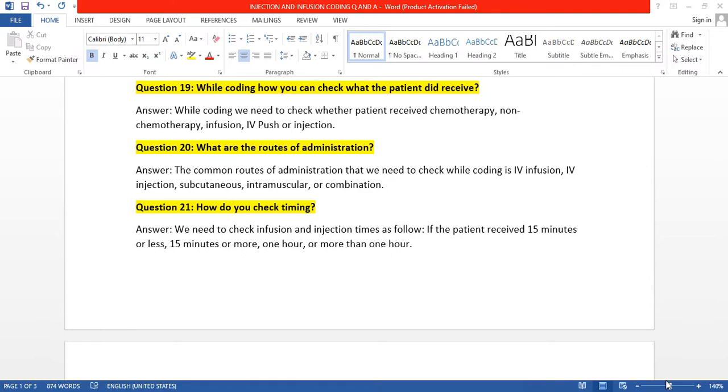Question 19. While coding, how can you check what the patient did receive? Answer. While coding, we need to check whether the patient received chemotherapy, non-chemotherapy, infusion, IV push or injection. So we need to check what the purpose is, whether the patient is on chemotherapy, infusion, IV push or injections. Question 20. What are the routes of administration? Answer. The common routes of administration that we need to check while coding are IV infusion, IV injections, subcutaneous, intramuscular, or a combination of all or few.